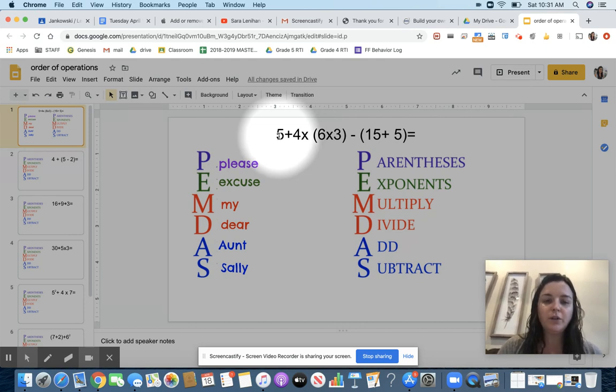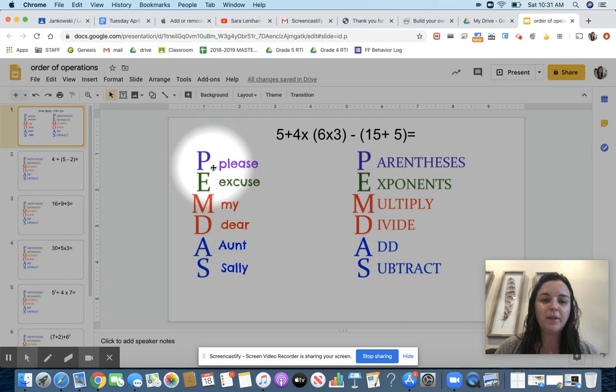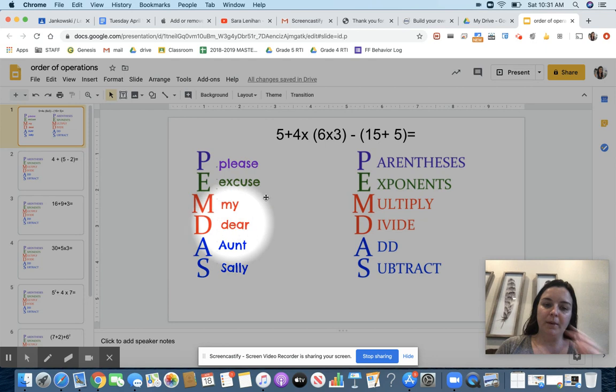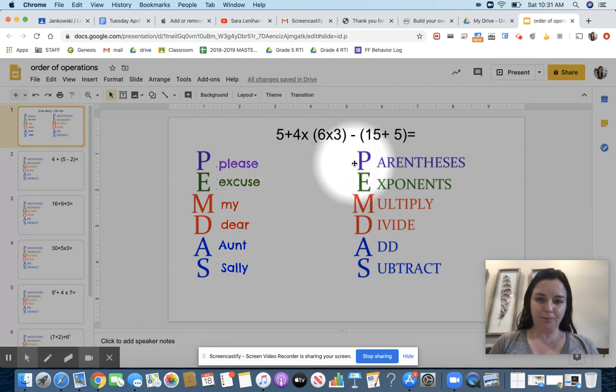So when we're doing order of operations, you want to remember this little rhyme or saying, please excuse my dear Aunt Sally. When I was in school, I always remembered PEMDAS. And whenever I was doing a problem like this, I wrote PEMDAS down on my paper just so I could remember the steps. Each letter stands for what you should do in that order.